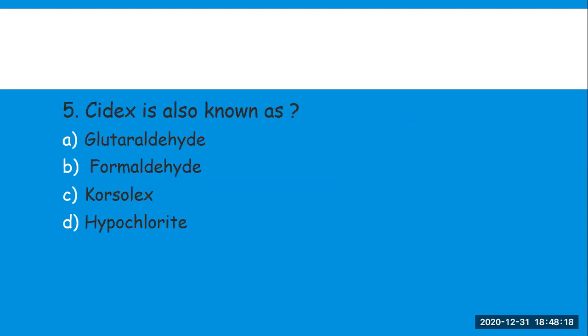Next question. Cidex is also known as A. Glutaraldehyde, B. Formaldehyde, C. Corsolex, and D. Hypochlorite. So Cidex is a very commonly used chemical for disinfection. We all must know that the right answer is glutaraldehyde, which is also known as Cidex.